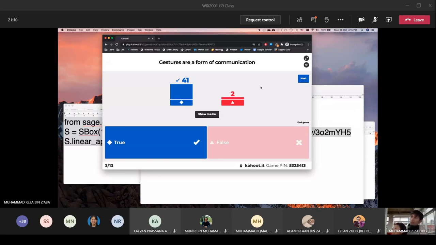5, 4, 3, 2, 1. Yes, of course. Gestures are also a form of non-verbal communication. For example, if you do a gesture like this sign or this sign, it means something to the person that you're communicating with.